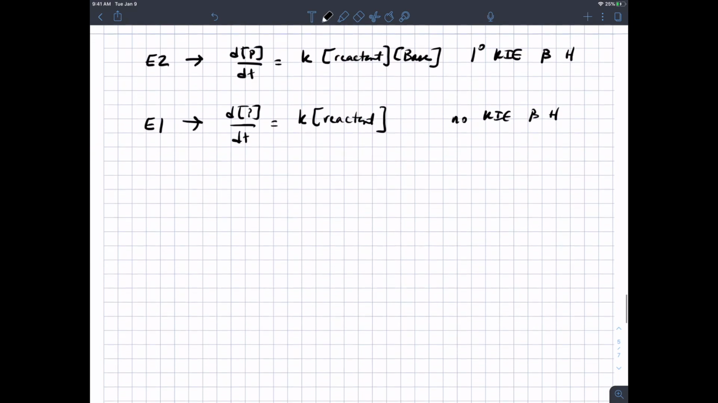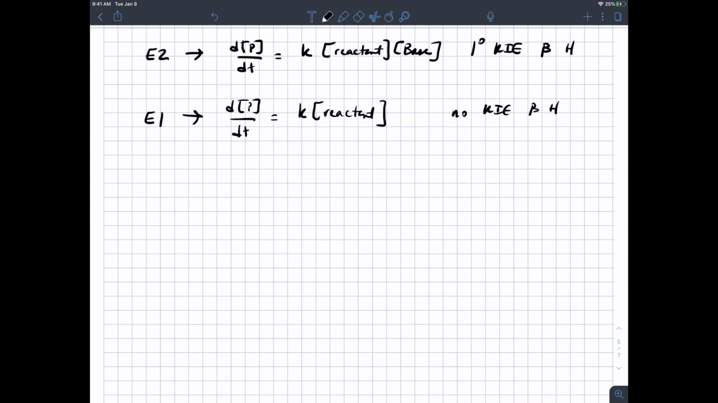We should point out that elimination and substitution can compete with each other, and so you have to be aware of that. I think you're aware of that from undergrad organic chemistry. If not, you can look at the text to give you some more information there.